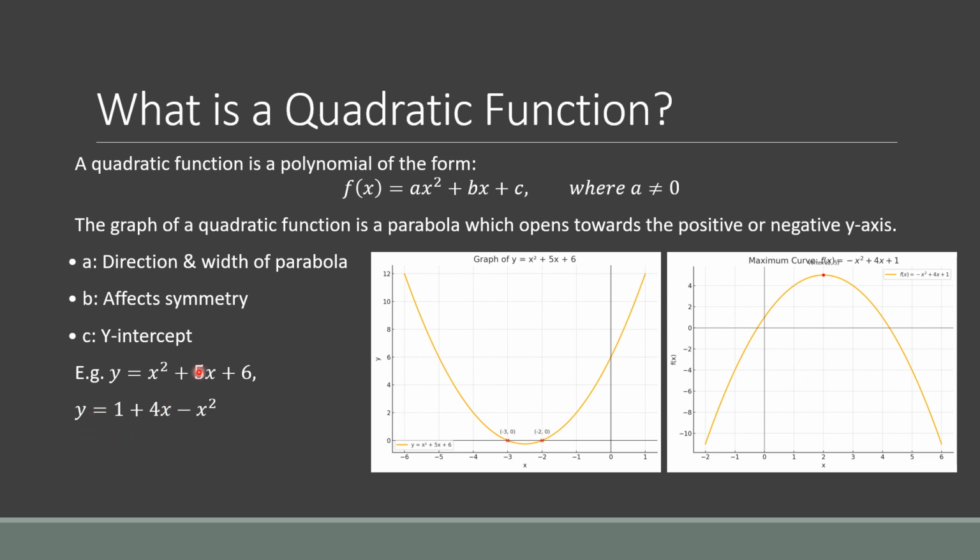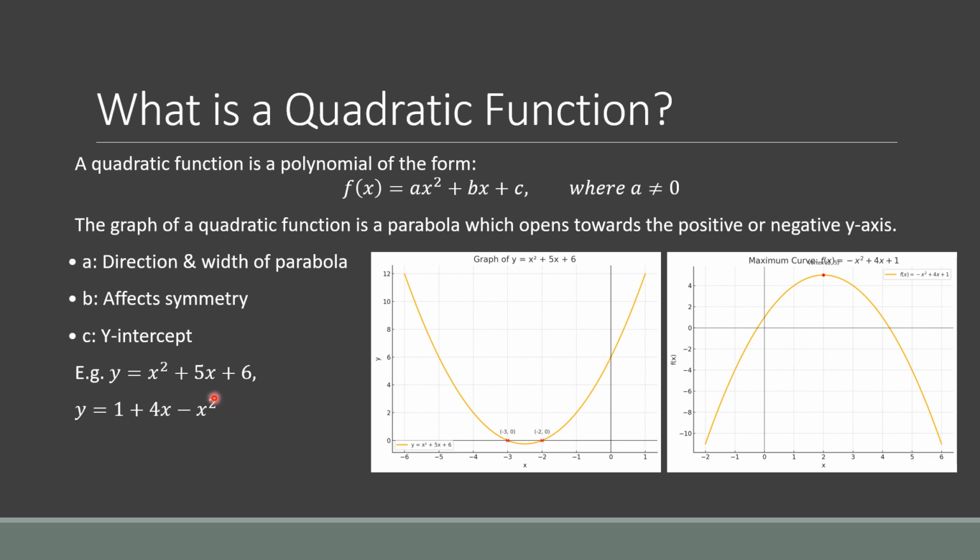So when you look at the first example, the constant term is 6, which indicates the y-intercept. Let's look at this graph. Look at the movement of the graph. The point where the graph intersects the y-axis is the point where y is 6. So it makes the constant term 6 the y-intercept.